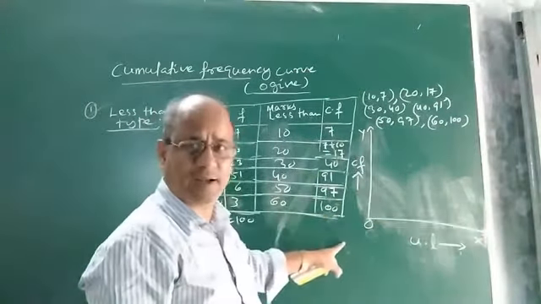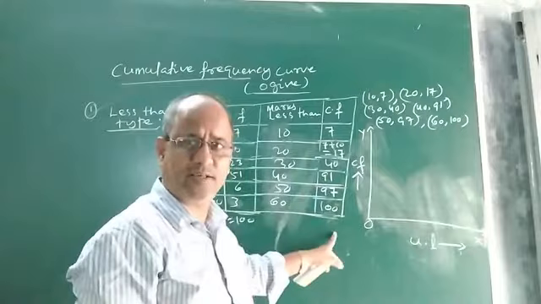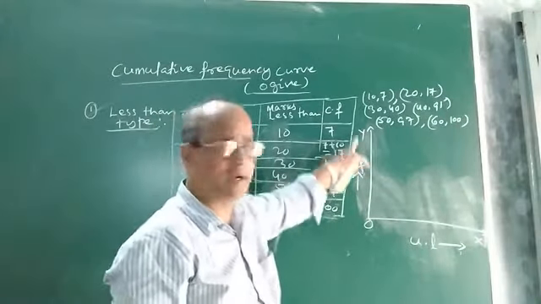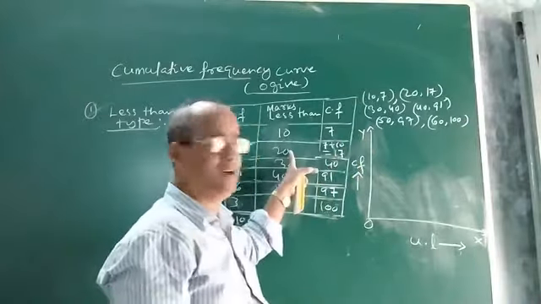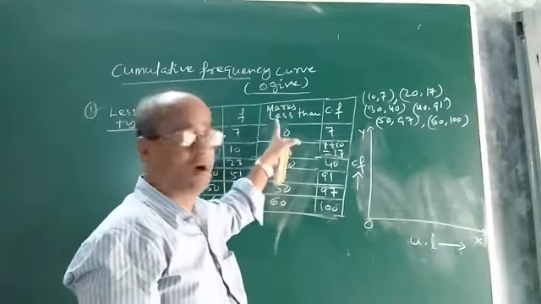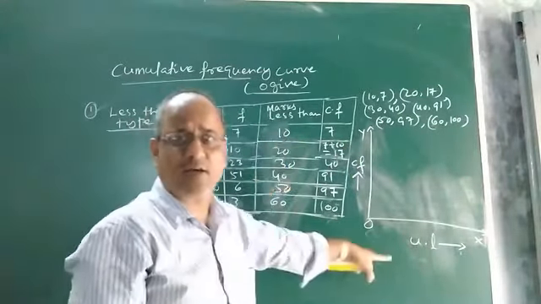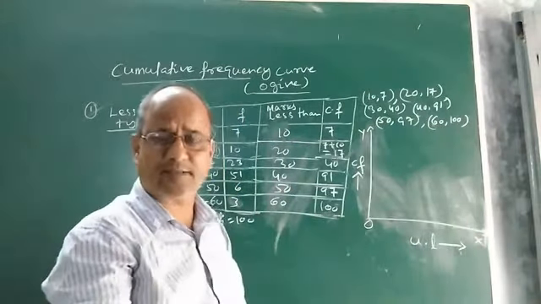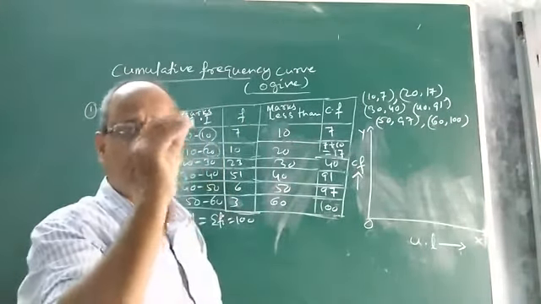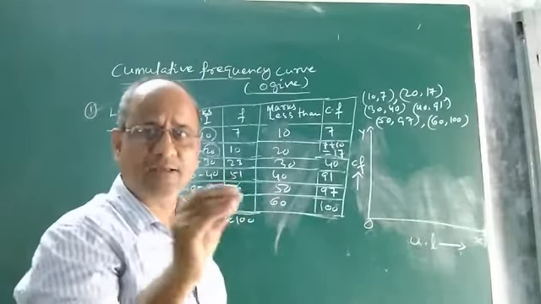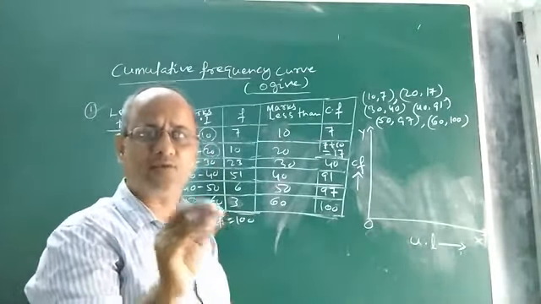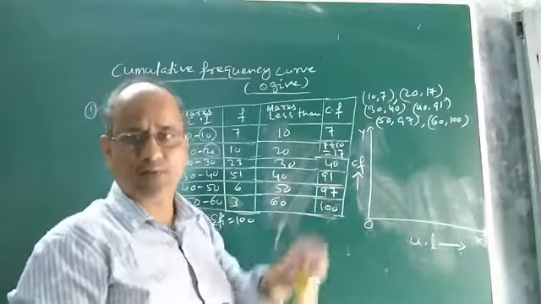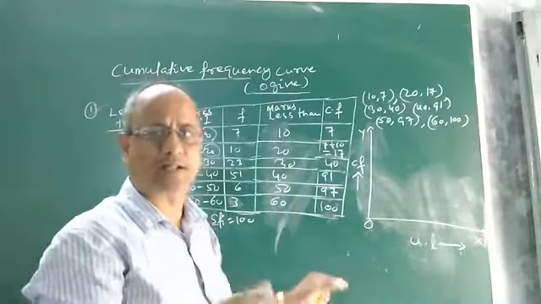Once you find all the cumulative frequencies, take the cumulative frequencies along the y-axis on choosing an appropriate scale. Take the upper limits of the classes along the x-axis on choosing an appropriate scale, and join the points by freehand to get a curve. Whatever curve is obtained is known as your less than type OG. Okay children, I hope you understood what the algorithm is.